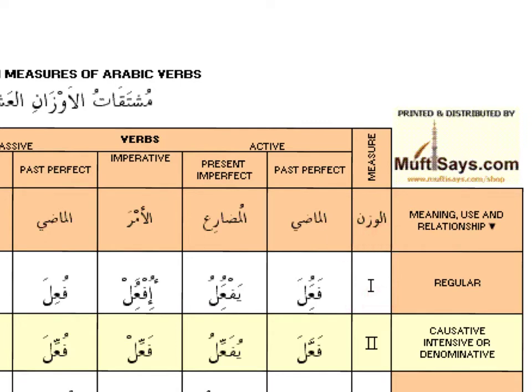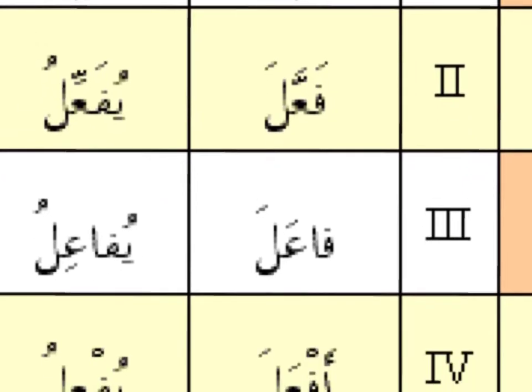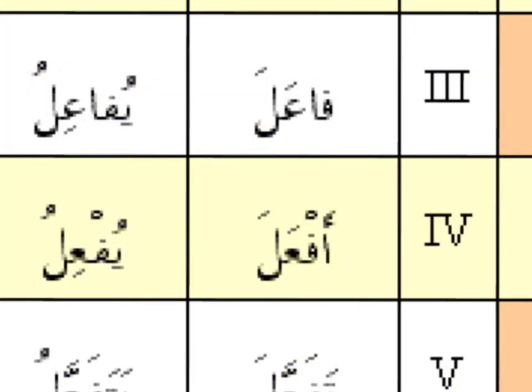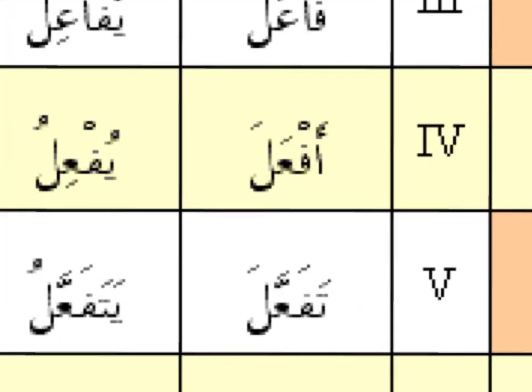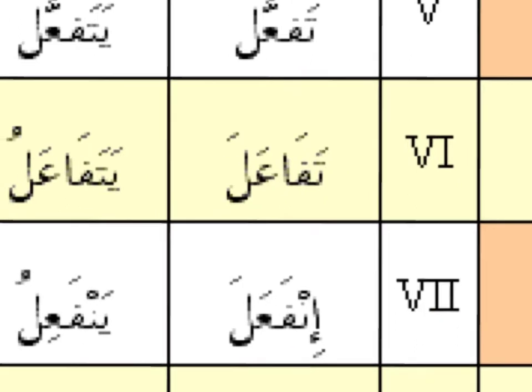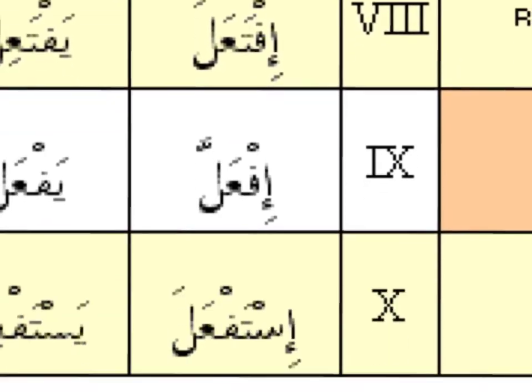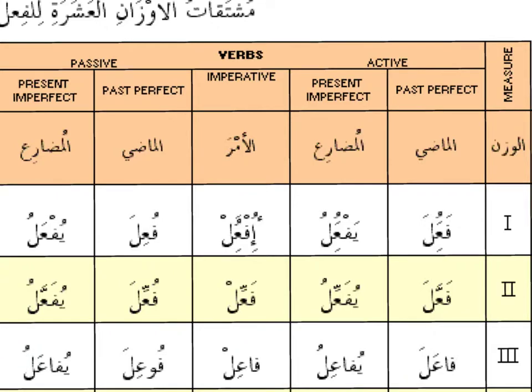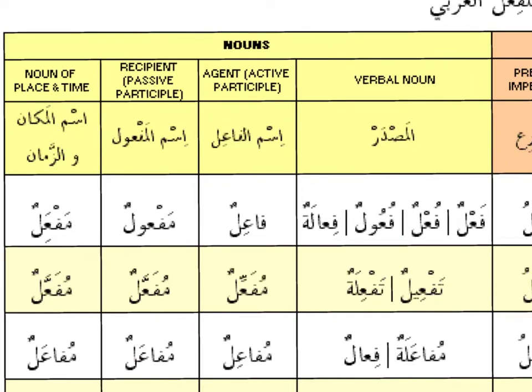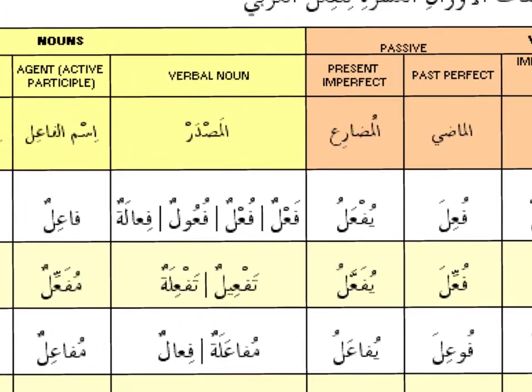And you can see here's form 1, فعل, form 2, فعل, form 3, فعل, form 4, and so on. You can see all the way to form 10. And the chart goes on to show you all the different forms that the verb can take on and the importance of that form. And you will eventually in time come to learn all of these things.